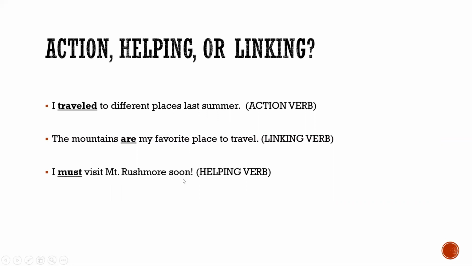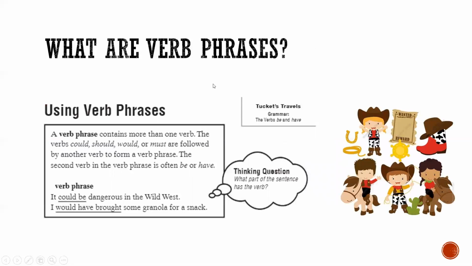Okay, so I hope that you got these concepts and you got all of the examples because now we're proceeding to verb phrases. So now what are verb phrases? It says in here that it contains more than one verb. The verbs could, should, would, or must are followed by another verb to form a verb phrase. Usually the second verb in the verb phrase is in the form of be or have.